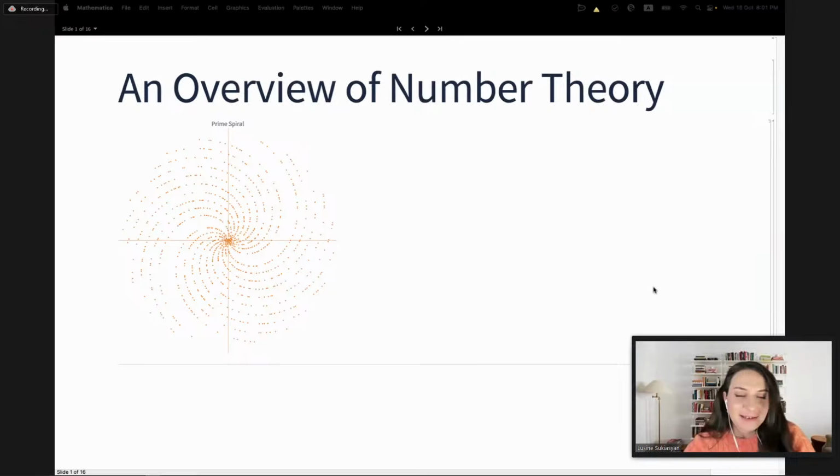I'm Lusine Sukiasyan, and I work here at Wolfram Research in the discrete computation team. And today, I'm going to present you with an overview of number theory. I'm going to talk about number theory, number theoretic functions, number theoretic capabilities in the Wolfram language. So let's begin.